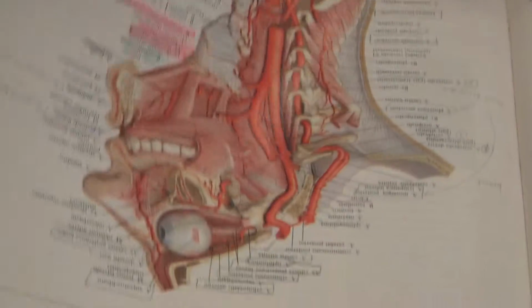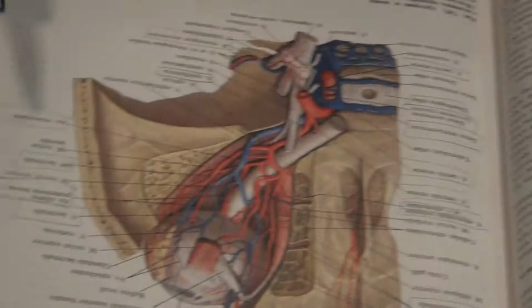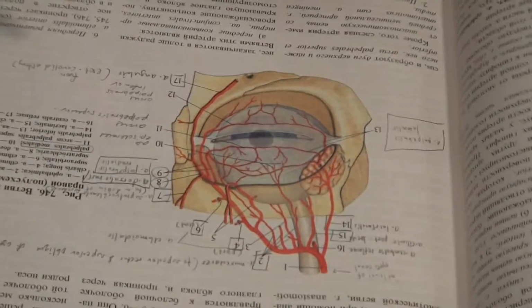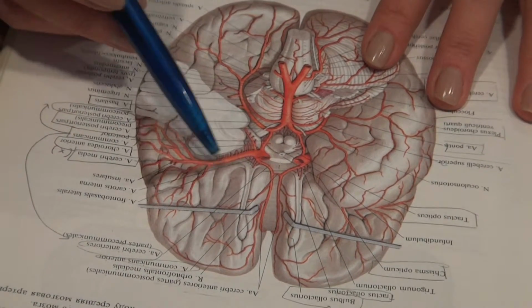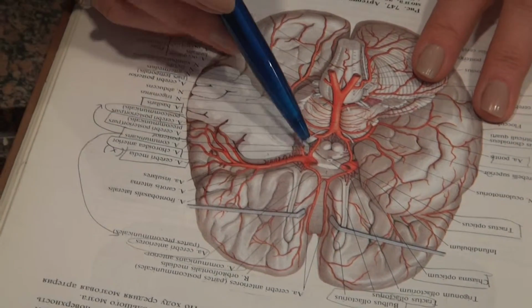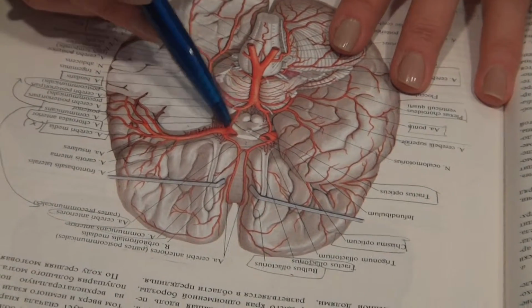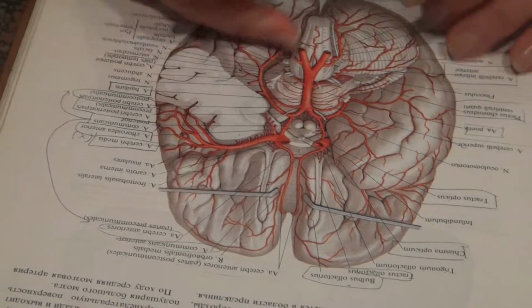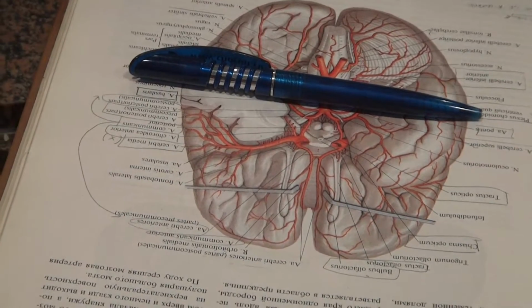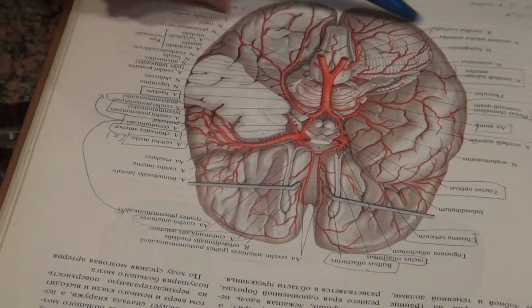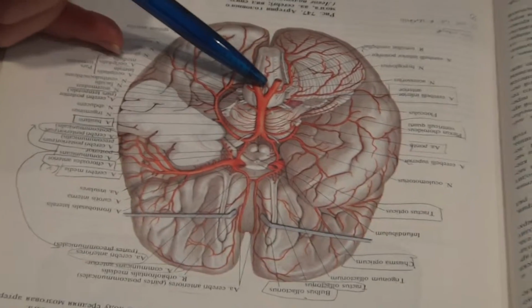After supplying the eyeball, it supplies the brain. This continuation on the base of the brain gives the anterior cerebral artery, middle cerebral artery, and posterior communicating branches. It supplies the main part of the brain. The posterior part of the brain is supplied from another artery, from the subclavian.